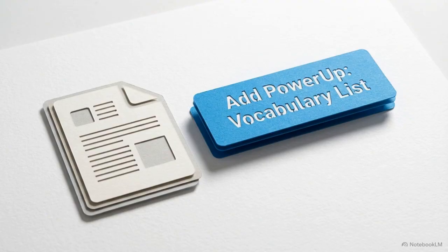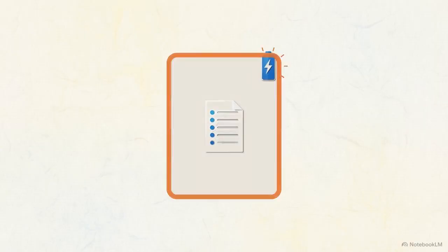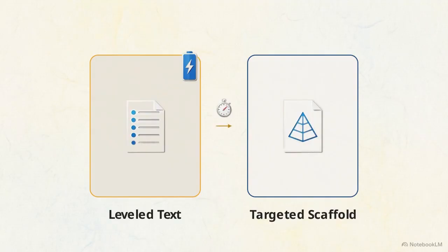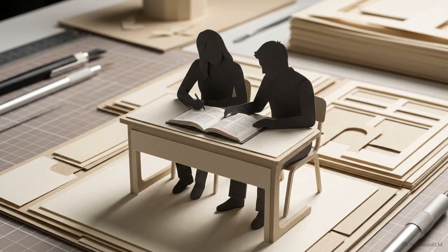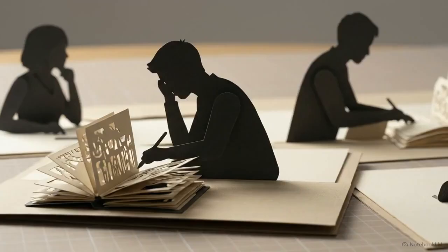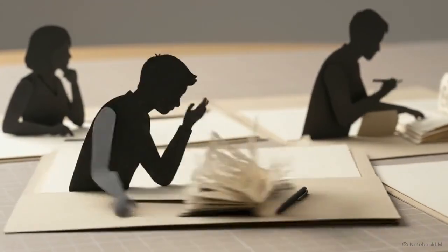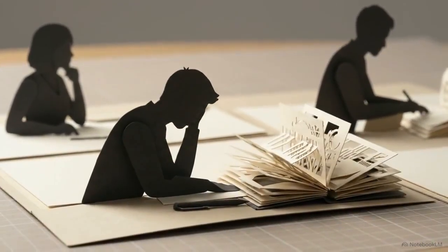Step 3 is generating PowerUps. These are auxiliary language supports you can attach to your leveled texts to help students overcome specific barriers. Consider 2 new students who are still learning English. In a standard lesson, they are often cut off from the group discussion because they cannot access the academic vocabulary.